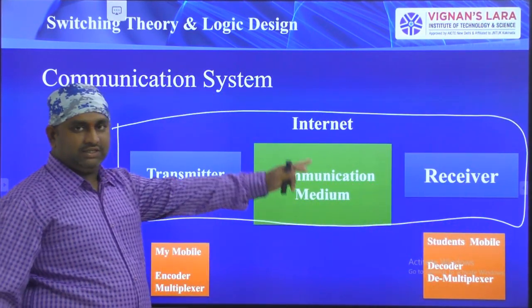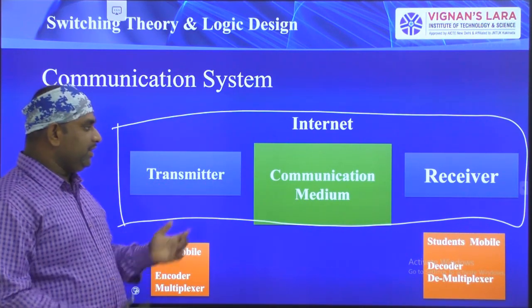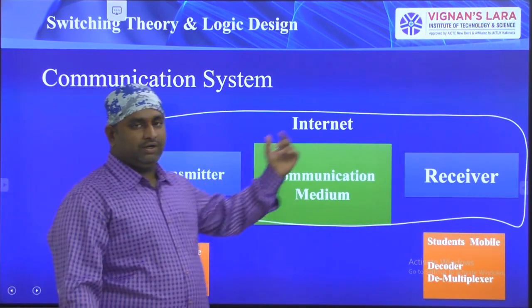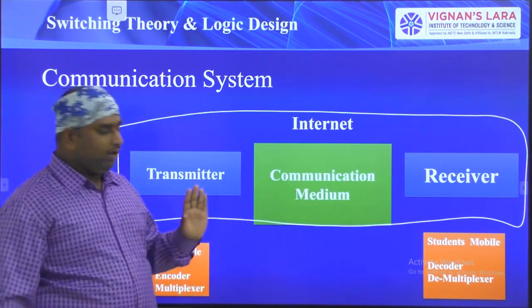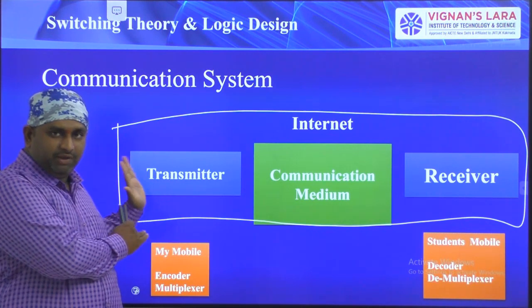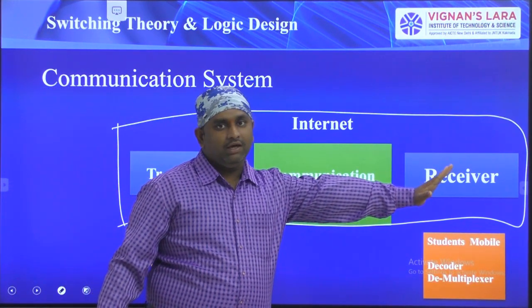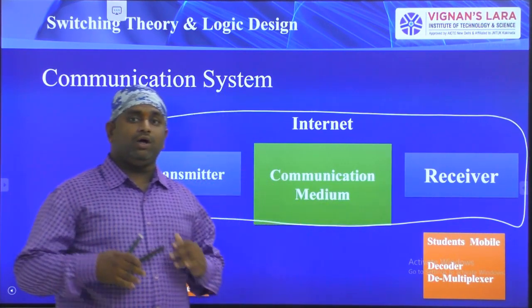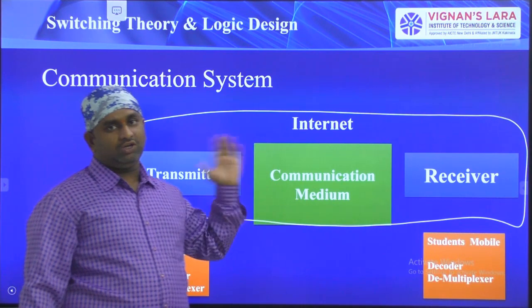So this white color box is representing the standard communication system. In this communication system, there are the transmitter, receiver, and communication medium. See here, you generate some information at the transmitter side, and you receive the information at the receiver side. There may be a chance of noise being added in between the transmitter and receiver in the communication system.